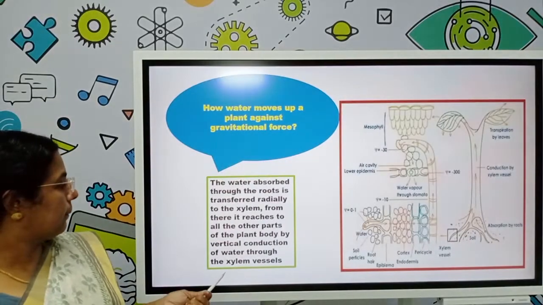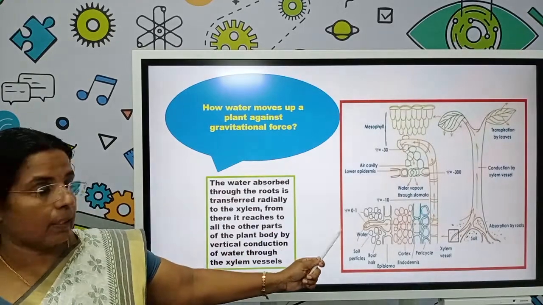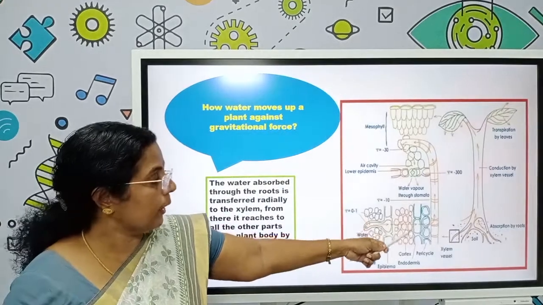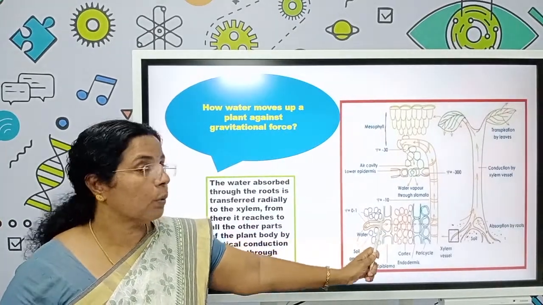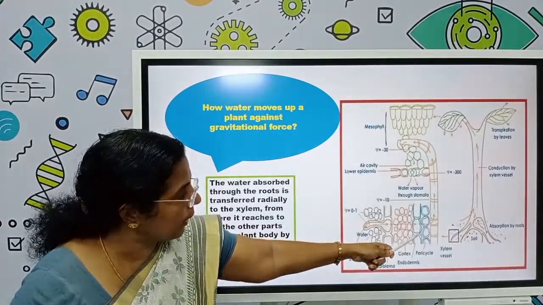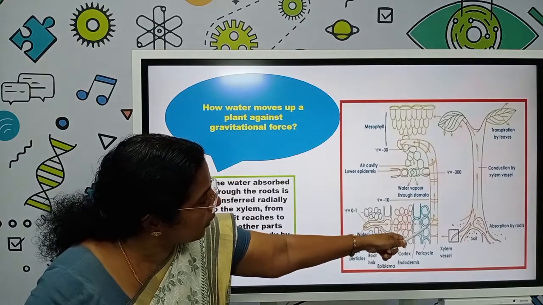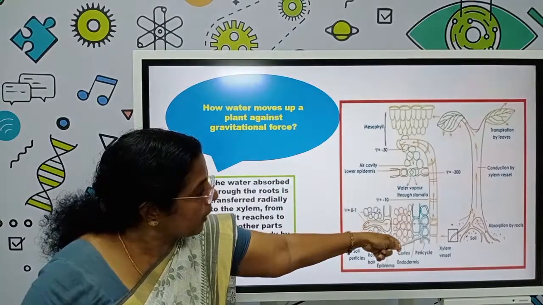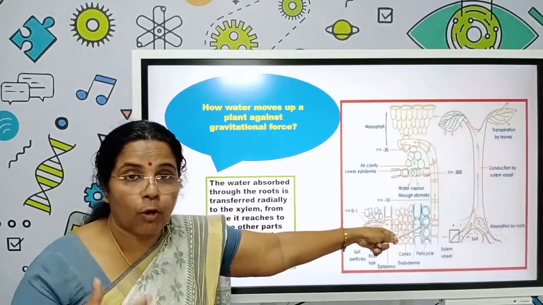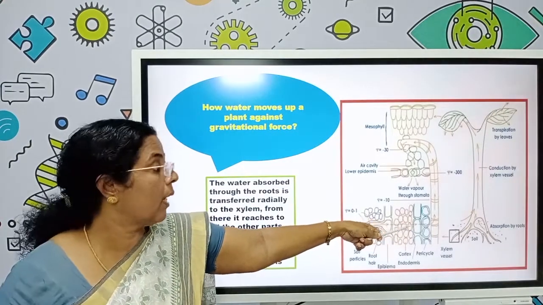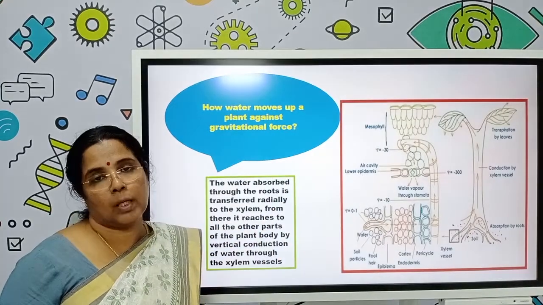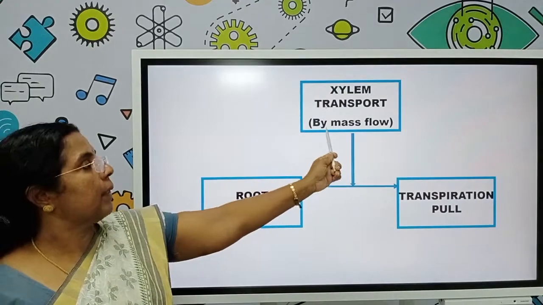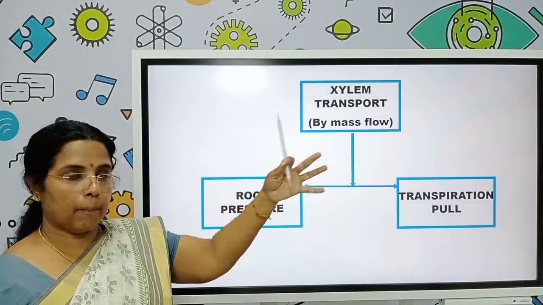Once the water has entered deep into the root tissues through the apoplast and symplast pathways, the water will be moved into the xylem. In the xylem, some forces help in the upward transport of water. The first one is xylem transport by mass flow. It will be moved in bulk.